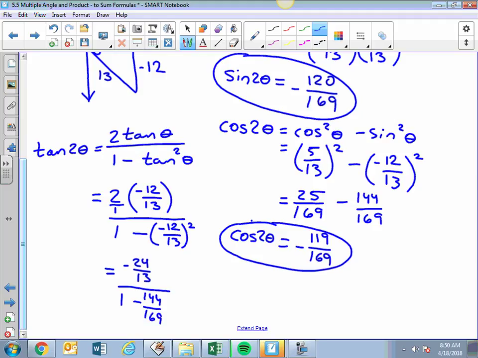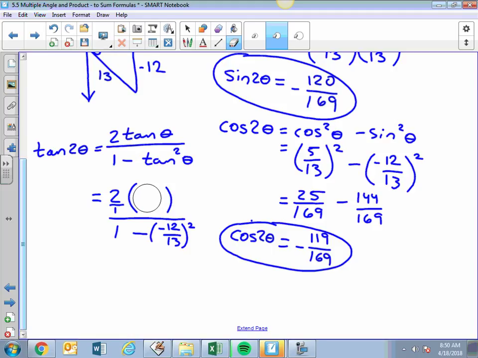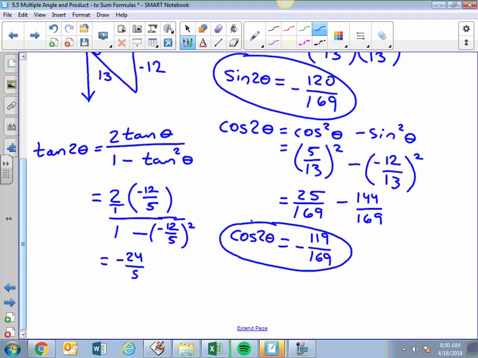Oh, that is a mistake. We need to have 12 over 5 here, so the ratio should be negative 12 over 5. Of course, it's opposite over adjacent. I wrote the sine out, so I went back and changed it. So we have negative 12 over 5. There we go. Same process, just a different ratio. I still have negative 24 over 5.